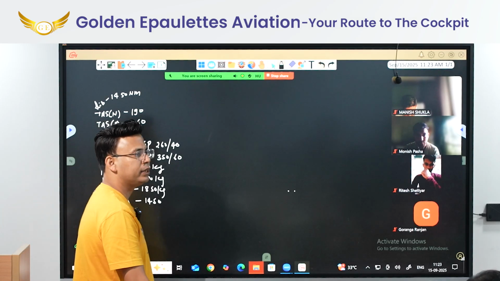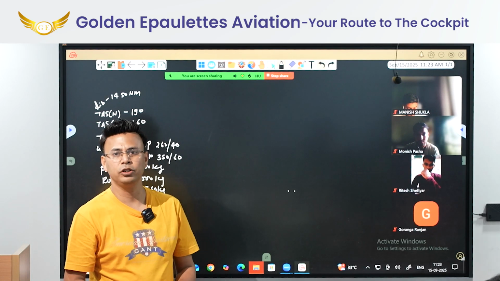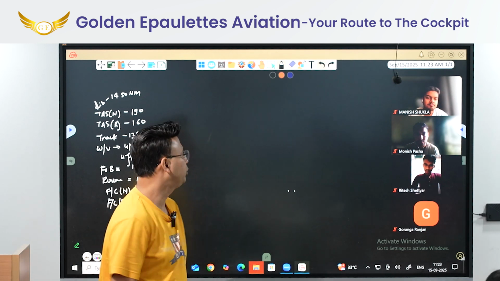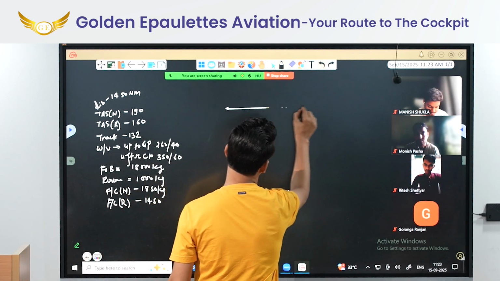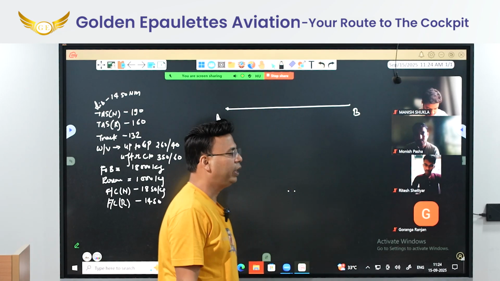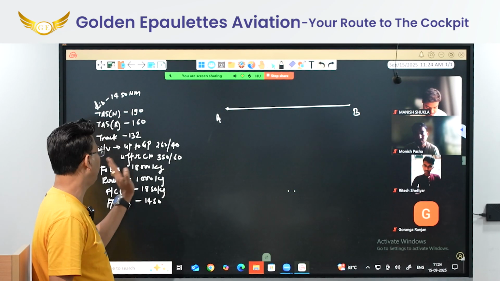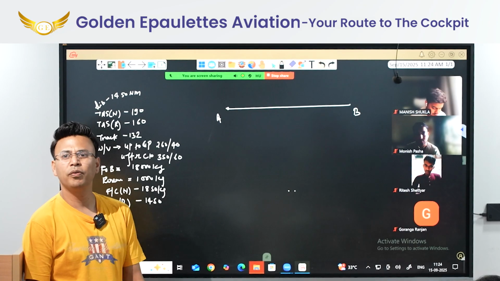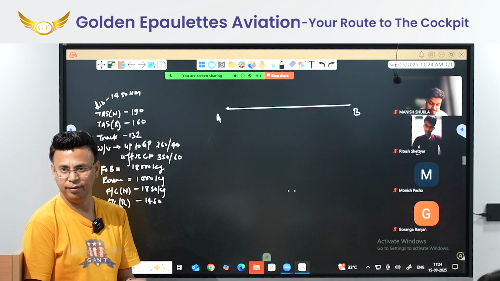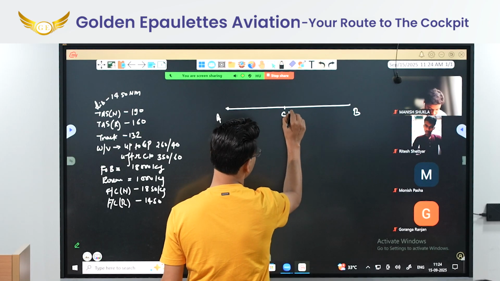Now, it is saying find out PNR assuming engine failure at PNR. So the first problem is we need to see which wind we are using in this case. Wind up to CP is given this, wind after CP is given this. So the first task is to find out where the CP itself is. Let's assume CP is here.